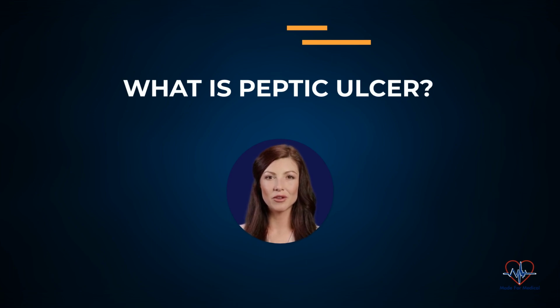Peptic ulcer disease refers to the development of open sores or ulcers in the lining of the stomach, also called gastric ulcer, or the upper part of the small intestine, known as duodenal ulcer. These ulcers can cause varying degrees of discomfort and can lead to complications if left untreated.